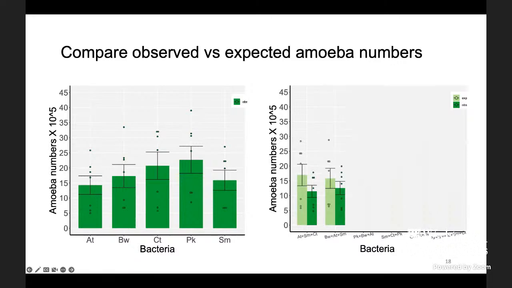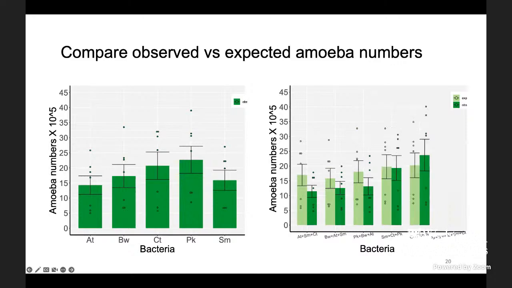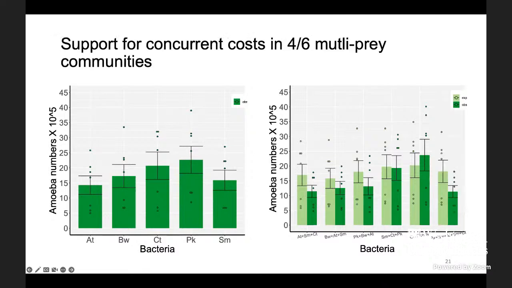Similarly, for this mix of prey, also for this one, but I mean, the happy story has to become sad at some point. So basically, it's not true for this SMCT PK mix. It seems like they do just as well as you would expect. And in this other case, they even do better than expected. But then in this 5-species community, they are performing worse again.